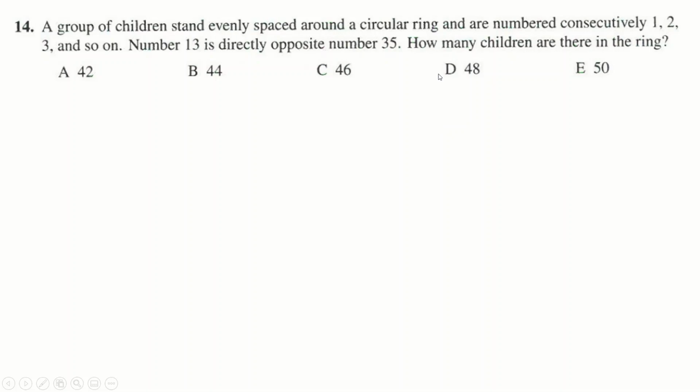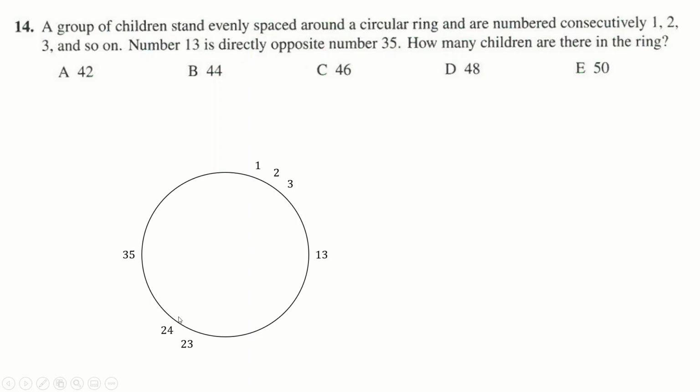Question number 14, quite an interesting question. There's a ring with people sitting around it, and the people are numbered in a row, so the first person, second person, third person, and so on. Number 13 is opposite number 35. So what I did was I counted back 12 people until I got to 1, and that means the first person is opposite 35 count back 12, is 23. So the first person is opposite 23.